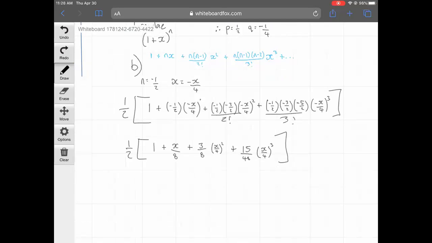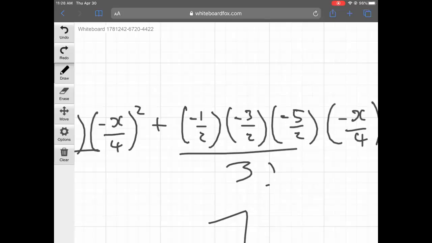48 again. Sorry? How did you get the 48? We've got on the denominator, 2 times 2 times 2 is 8. And then we've got 3 factorial as well, which is 6. So it's 6 eighths.